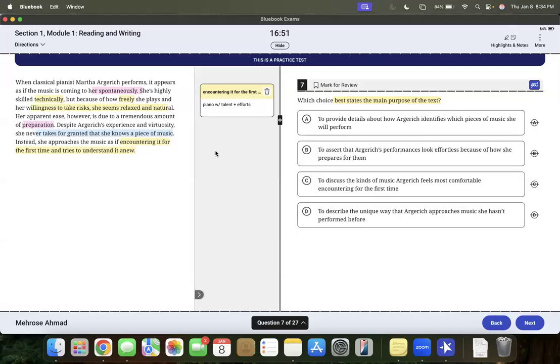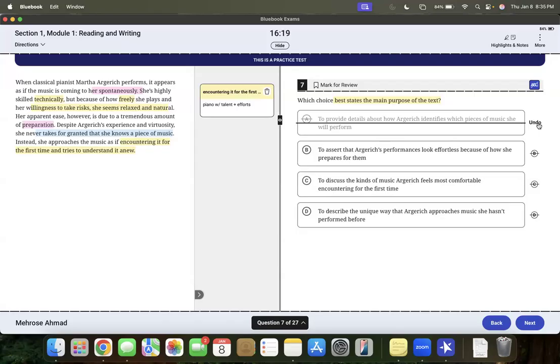Okay. A, provide details about how Argerich identifies which piece of music she will perform. This doesn't really make sense. It doesn't talk about a selection process that she has. It just says, whenever she does perform, it's like amazing to see because it's highly skilled, but also natural. B, to assert that Argerich's performances look effortless because of how she prepares for them.